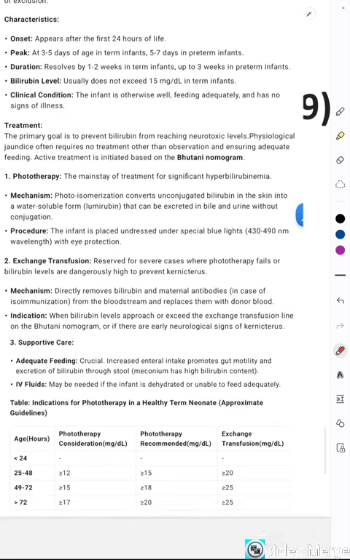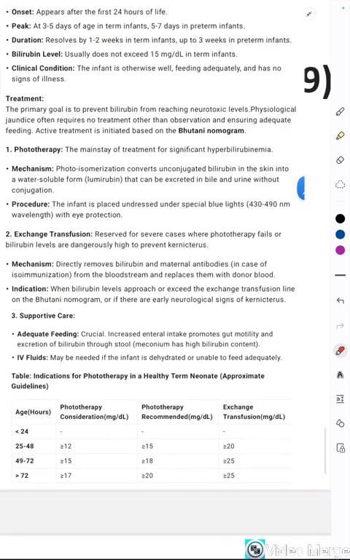Then the supportive care that is given is that breastfeeding should be continued and IV fluid should be given if the baby is dehydrated. In case of term infants, we can have this criteria: if the age is 24 to 48 hours, 48 to 72 hours, and more than 72 hours, then the phototherapy cutoff is 15, 18, and 20, and the exchange transfusion cutoff is 20, 25, and 25.